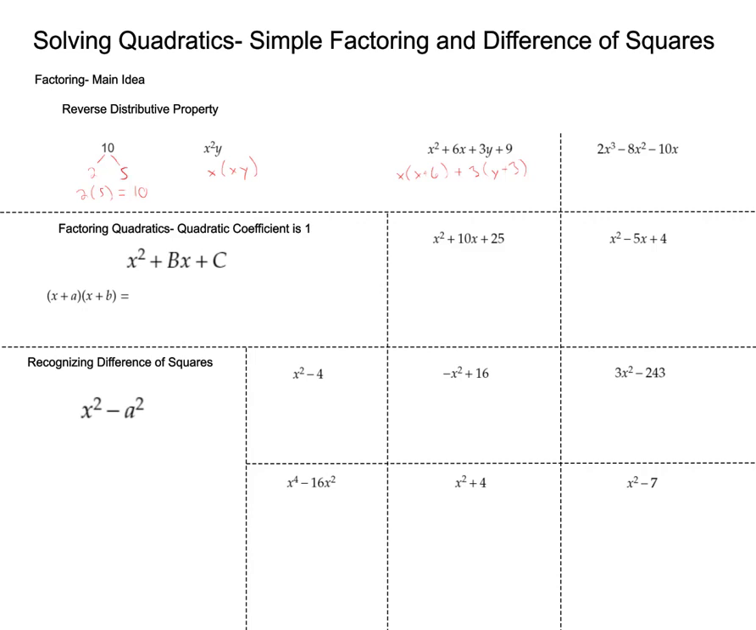Let's take the next example, 2x cubed minus 8x squared minus 10x. Well, you may notice immediately that 2, 8, and 10 all have a common factor of 2, and then x cubed, x squared, and x all share an x. So let's pull those out. That'll leave us with 2x times x squared minus 4x minus 5.